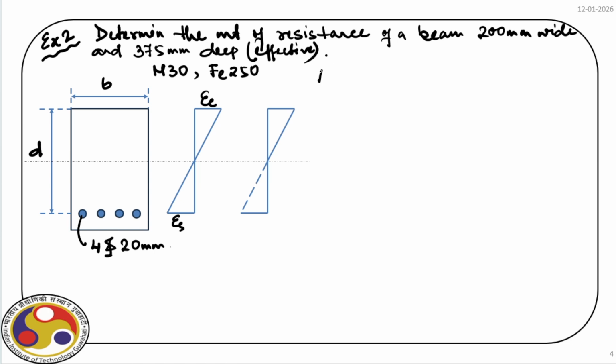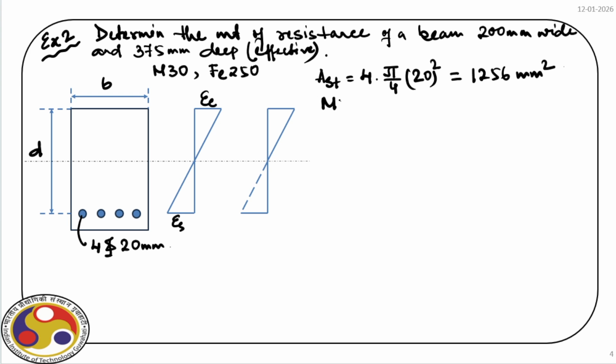First thing, we can calculate what is AST. We have 4 rebars, each having a diameter of 20 millimeter. So pi by 4 into 20 square, which is equal to 1256 millimeter square.